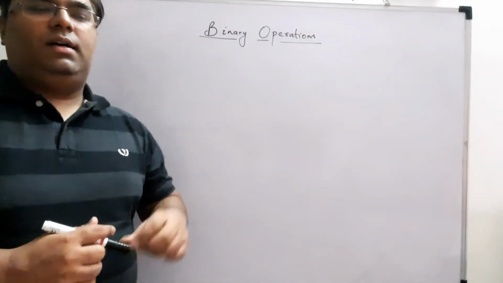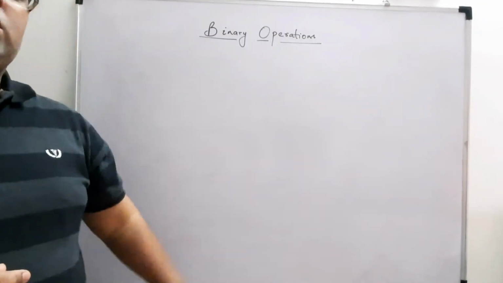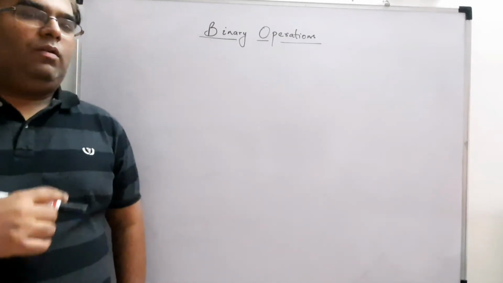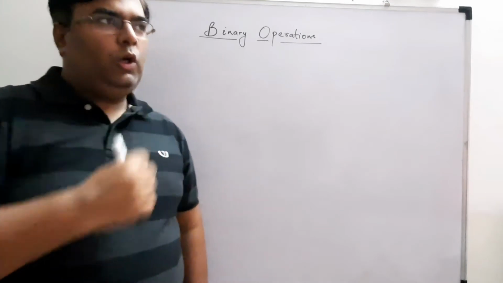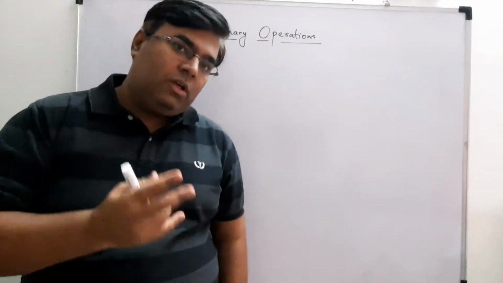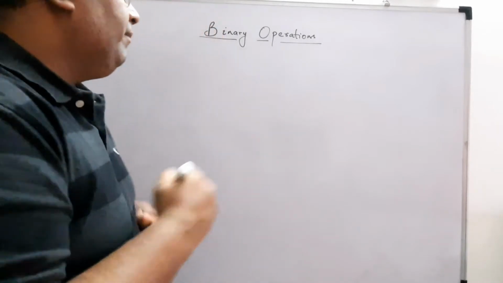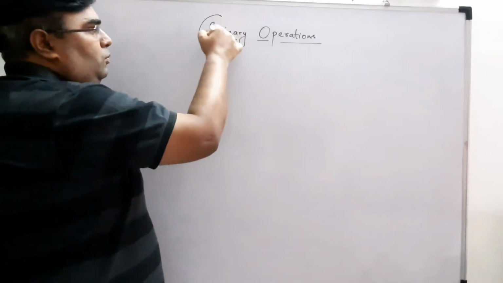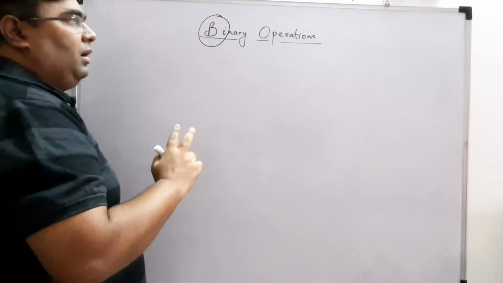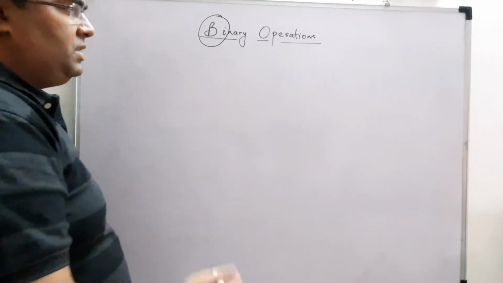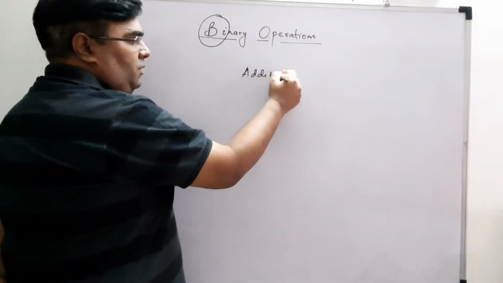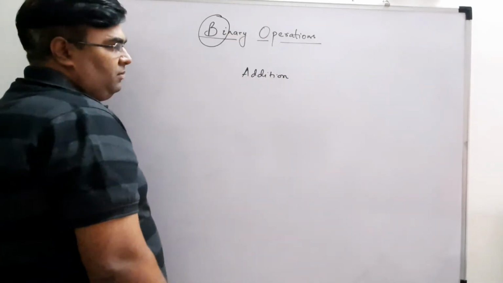Hello students, today we will be starting our new chapter which is binary operations. Now what is binary operations? Binary operations are mathematical operations which involve two elements. Bi means two, so there will be two elements in that operation. Operations such as addition, you can say addition is also a binary operation.